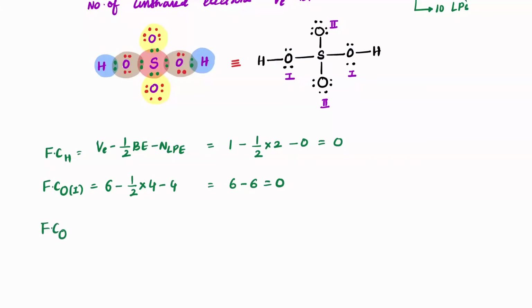Next, formal charge of oxygen, second kind. Check valence electrons are 6, half into how many bonded electrons here we have only 2. So 2 bonded electrons, so half into 2, minus how many lone pair electrons? 2, 4, 6. So we have 6 lone pair electrons.